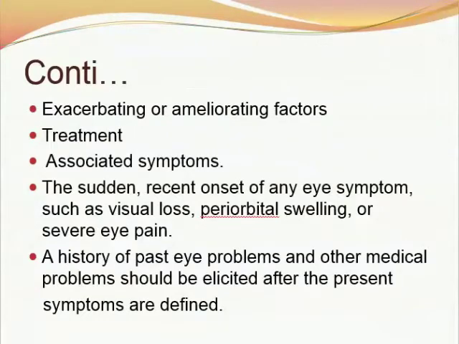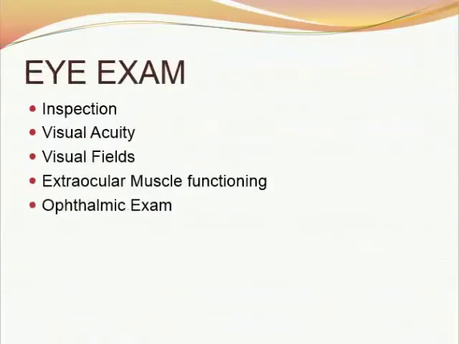The sudden recent onset of an eye symptom such as visual loss, periorbital swelling, or severe eye pain. A history of past eye problems and other medical problems should be elicited after the present symptoms are defined. Eye exam comprises inspection, visual acuity, visual field tests, extraocular muscle functioning test, and ophthalmic exam.